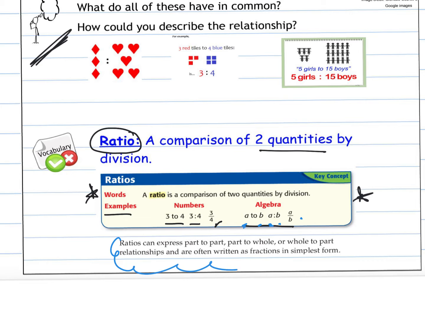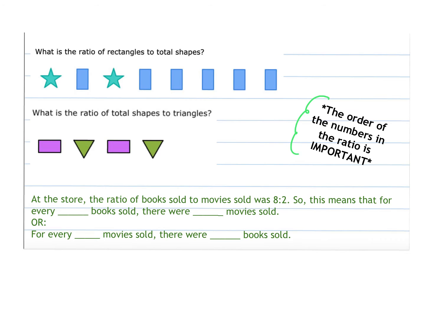Ratios express a part to a part, a part to a whole, or a whole to a part. Depends on how it's written. If it's written out in word form, your answer should be written in the same way. Generally, they are in simplest form, except improper fractions would stay improper fractions. So trying this before we start, the order of the numbers in the ratio is important. So the way the question is read is how we'd write them. So this first one says, what is the ratio of rectangles to total shapes?